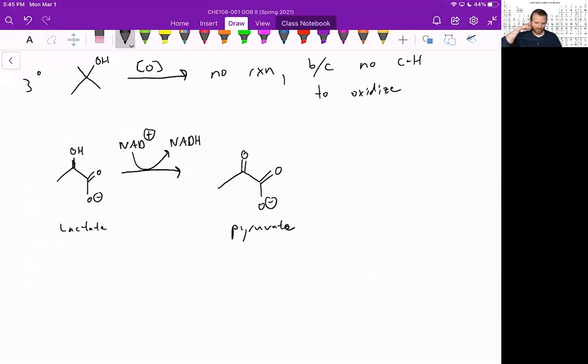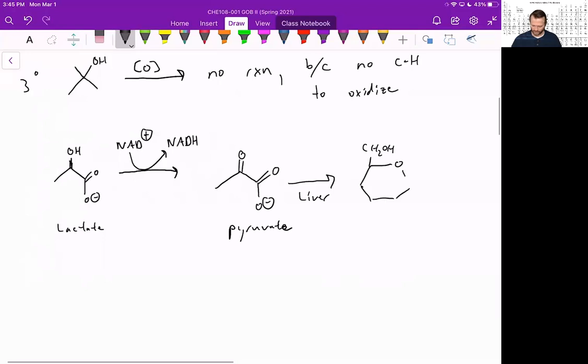Pyruvate is the predominant fate of lactate under anaerobic conditions, the conditions in your muscles when you're working out vigorously, when you're doing anaerobic exercise or anaerobic processes. And pyruvate can go into the bloodstream, go to the liver, and be converted into glucose, which can be stored as glycogen for later use.